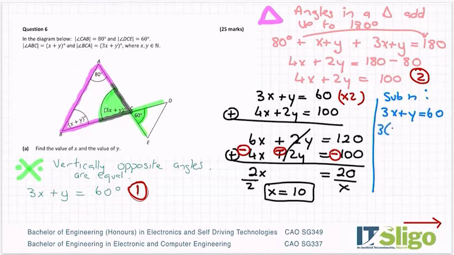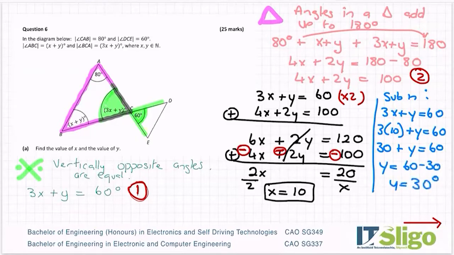So I found that x is 10. So I'm putting in 10 for x. I now know what x is. So that's 30. Subtract 30 from both sides. So I'm getting y being equal to 30 degrees. So x is 10 degrees, y is 30 degrees.